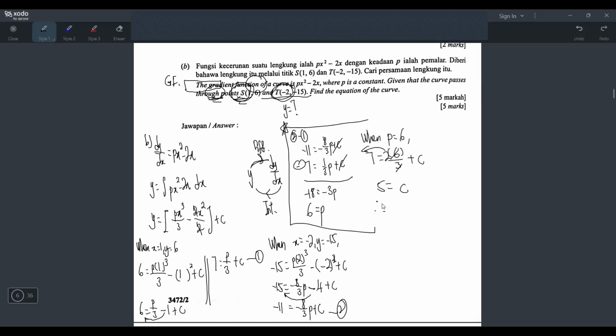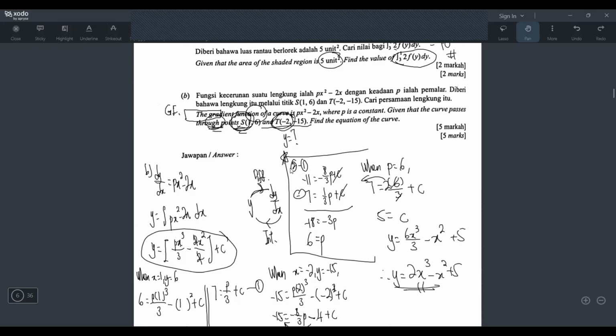But they want to find equation of curve, so you should rewrite y equals, and you have to refer this baris, right? So instead of writing px power 3, you write 6x power 3. Okay, 6x power 3 over 3, because p is 6, right? And then minus x square, and then plus c, plus 5 lah, right? Okay, I realize 6 and 3 can simplify. So let's simplify it. So this is the final answer. Y equals 6 divided 3 is 2x power 3 minus x power 2 plus 5. Okay, ini jawapan dia. Okay, hope you understand. This is how I would do the question number 2.